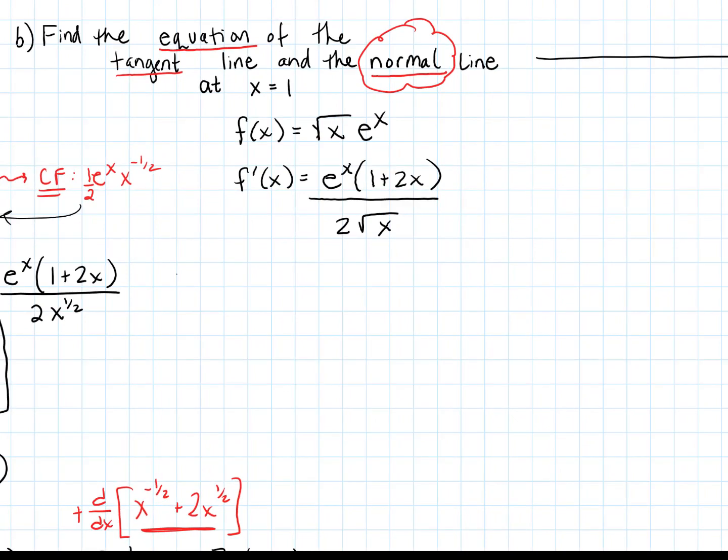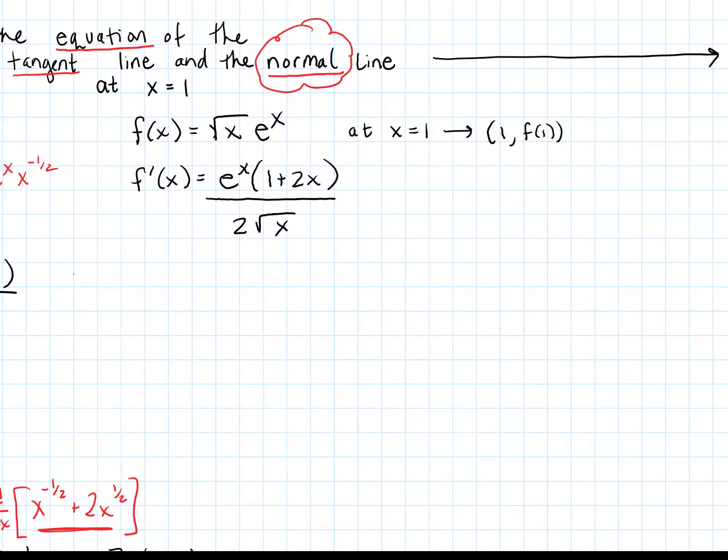Okay, so let's use those two functions, the function and its derivative, to write the equation of the tangent line at x equals 1. So first of all, at x equals 1, we need to know what the point is. So what is the ordered pair? If I plug 1 into the function, f of 1, that's going to be the square root of 1 times e to the first, so 1 times e, or e to the first power. So we've got the point, the point on the curve that we're looking at.